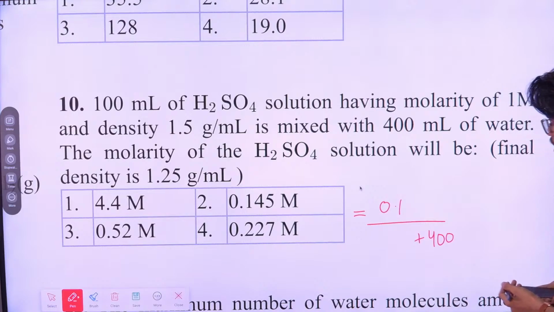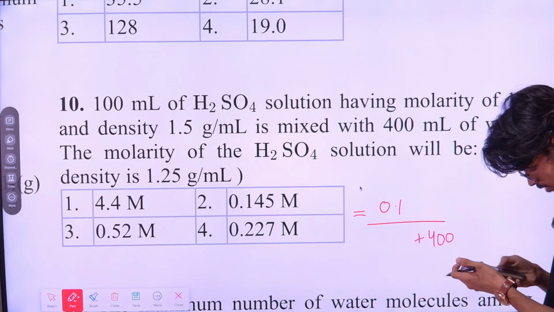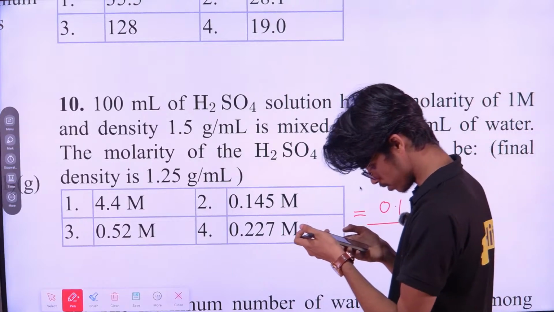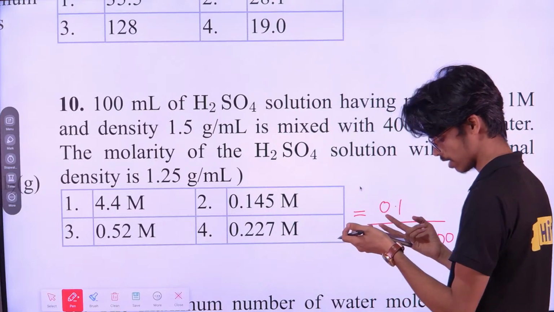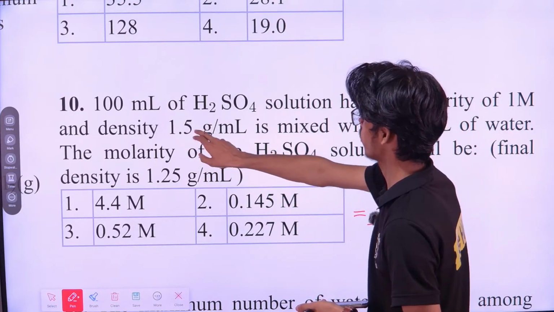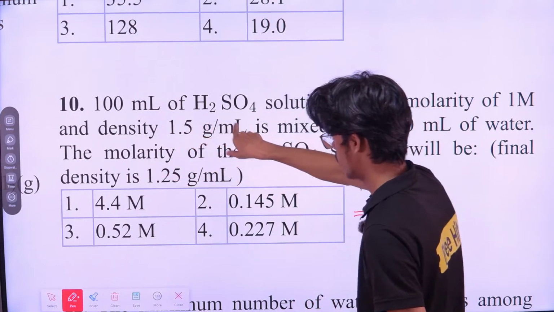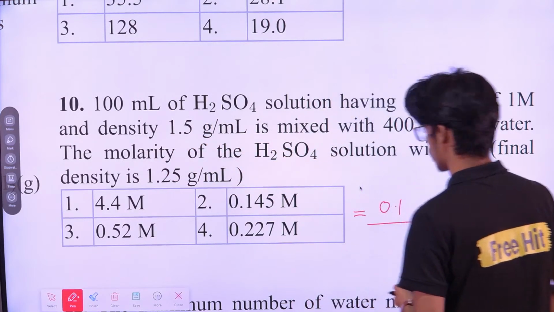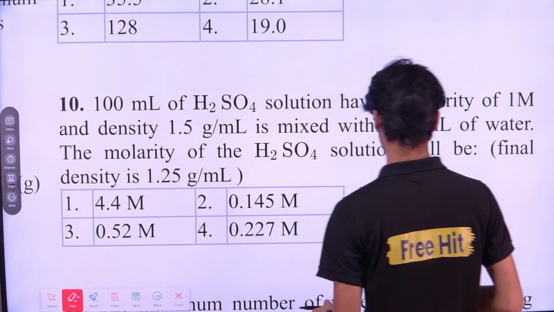Now how to get the initial volume of the solution? Is there anything given? Yes, option number 4, Aishu option number 4. But this time Kanishka is first and Aishu is second, Priya third. Now 1.5 gram per milliliter. So it means this much gram per milliliter. So let's calculate how much weight. We already have 100 milliliter.